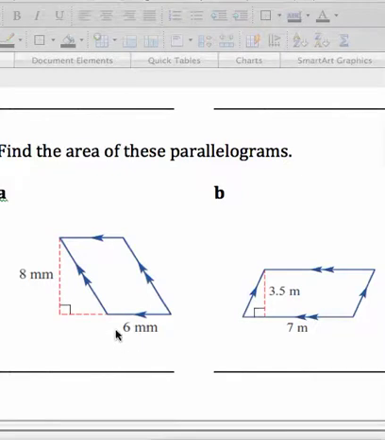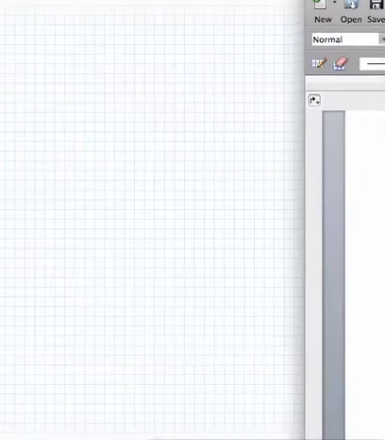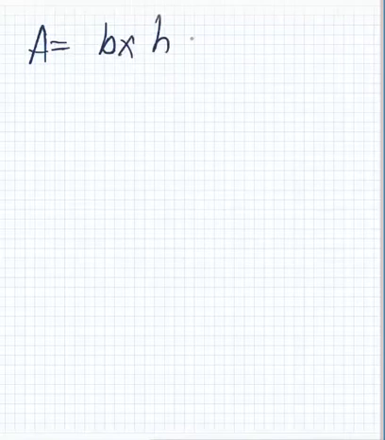Now, a parallelogram can actually be cut up into a rectangle. So the formula of a parallelogram is really easy. It's similar to a triangle and a rectangle. The area of a parallelogram is equal to base times height. Instead of length times width, a parallelogram has a base and a height, just like a triangle does. But we don't divide it by 2.